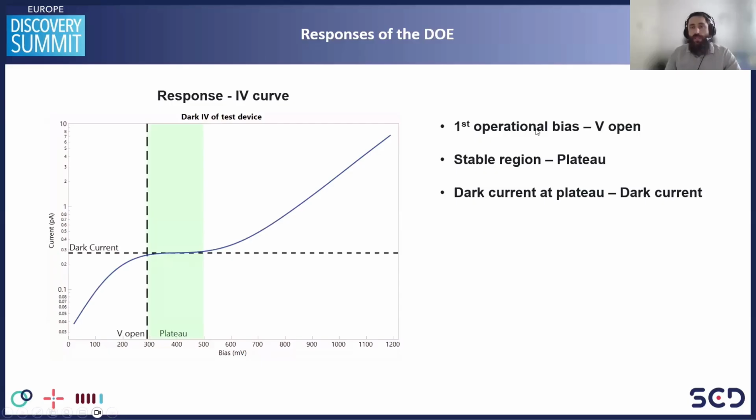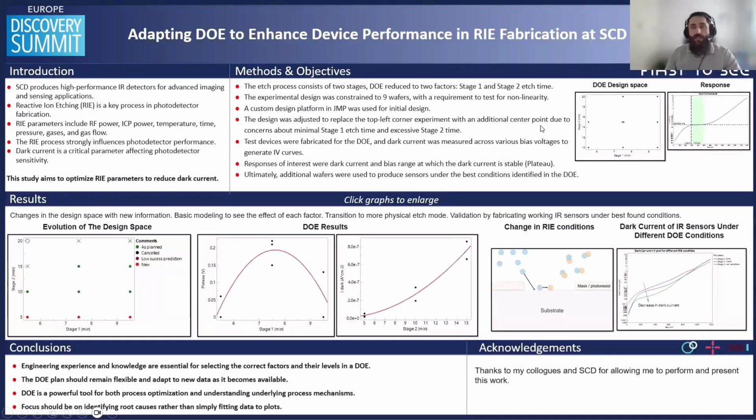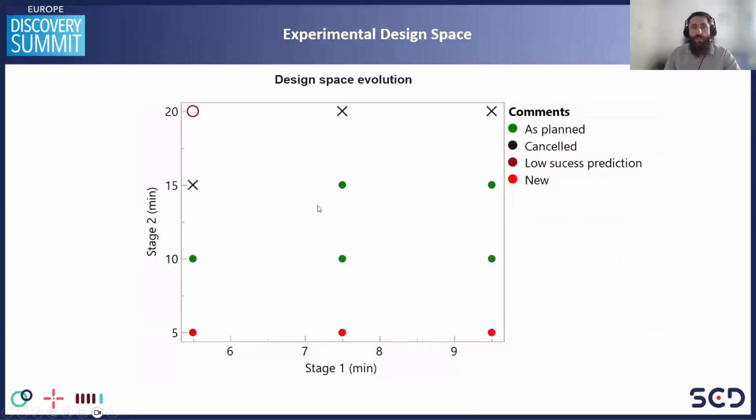After completing the DOE, we planned a stage of validation where we would have 3 wafers that we can create actual infrared detectors with the best conditions that we would find from the DOE. So we started conducting the experiments, and as we got the initial results, we've seen that in experiments with 15 minutes of the second stage, the dark current was significantly higher than for 10 minutes experiments.